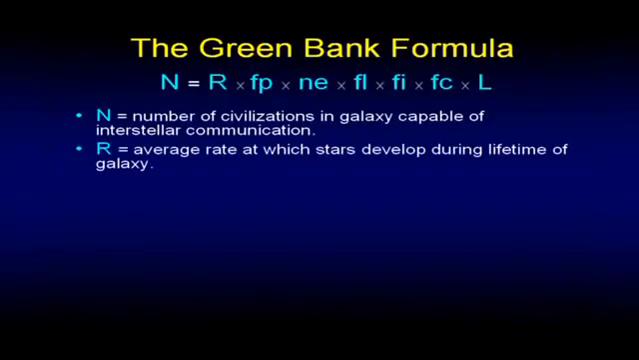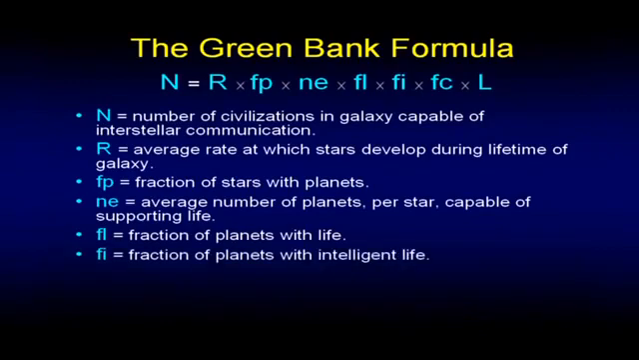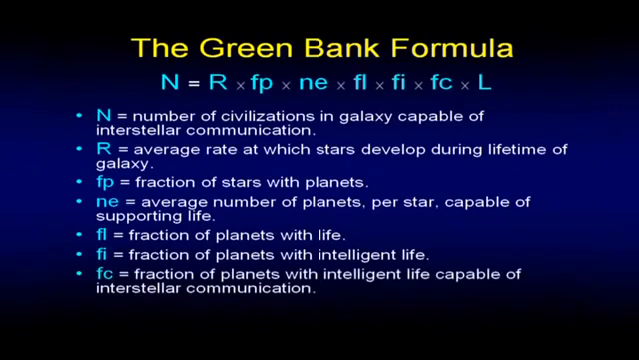R was the average rate at which stars developed during the lifetime of the galaxy. That's an estimate that astronomers were willing to come to some agreement on. From that group, what fraction of stars have planets? Well, we found very few of them do, but they make an estimate of whatever that is. How many of those planets per star are capable of supporting life? That's the next element. What fraction of those planets actually have life? What fraction of planets have intelligent life? And what fraction of the planets with intelligent life are capable of interstellar communications?